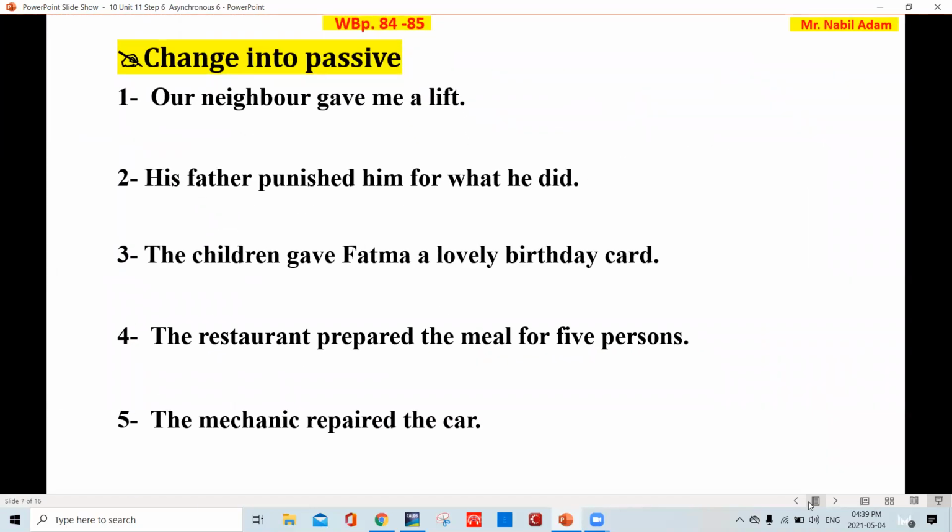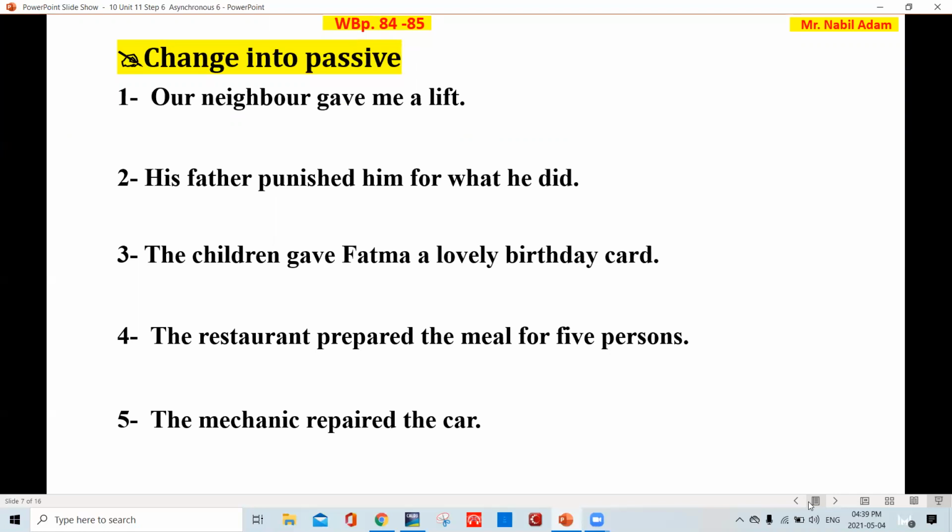Now let's do these exercises here. Please look at the screen and read the sentence here. Change these sentences from active into passive. Change focus or make passive, change into passive. Our neighbor gave me a lift. Gave, past simple. His father punished him for what he did. Punished, past simple. The children gave Fatma a lovely birthday card. Gave, past simple. The restaurant prepared the meal for 5 persons. Prepared, past simple. The mechanic repaired the car. Repaired, here again, past simple verb.